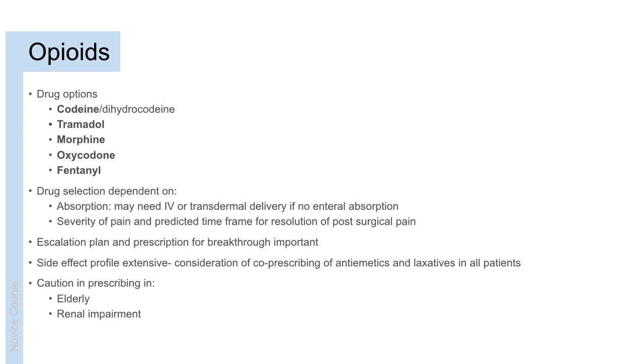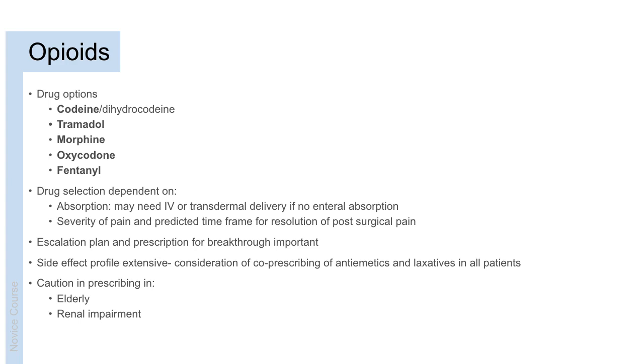Opioids are commonly prescribed in the postoperative period, especially when severe pain may be expected. They include weaker opioids such as codeine, dihydrocodeine, and tramadol, and stronger opioids for severe postoperative pain such as morphine, oxycodone, and fentanyl. The opioids selected to treat postoperative pain may be dependent on the absorption and the route of administration. For example, in patients with postoperative ileus, as we discussed before, these may need to be delivered via the intravenous or transdermal route. And the drug selected may depend on the predicted severity and duration of postoperative pain.